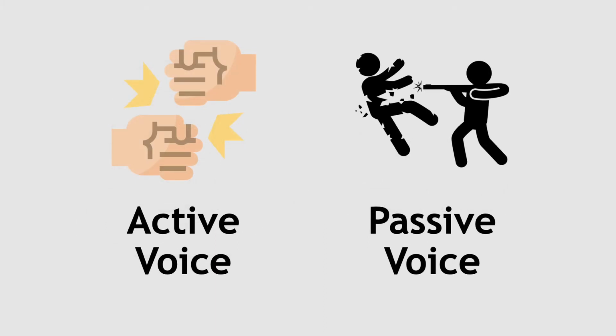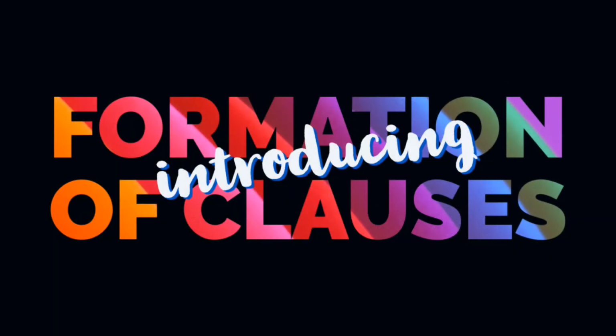So English verbs will have two types of voice. So obviously, as we understand, active voice and passive voice. In order to understand more about how we are forming passive voice from active sentences, it will be good for us to understand how clauses form.